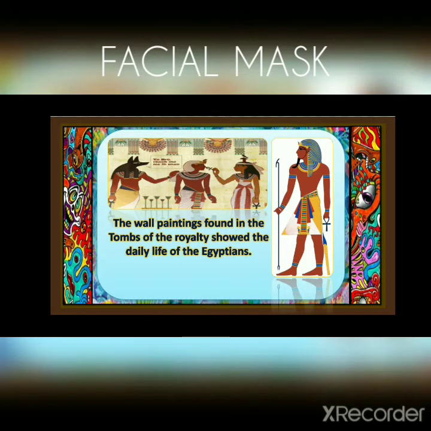This picture is a wall painting found in the tombs of the royalty showing the daily life of Egyptians. The greatest achievement of Egyptian art was architecture, in the construction of the Great Pyramid. The first pyramid was built as a tomb for the pharaoh and other important people. The tombs were decorated with the stele, a carved stone slab used as a monument.